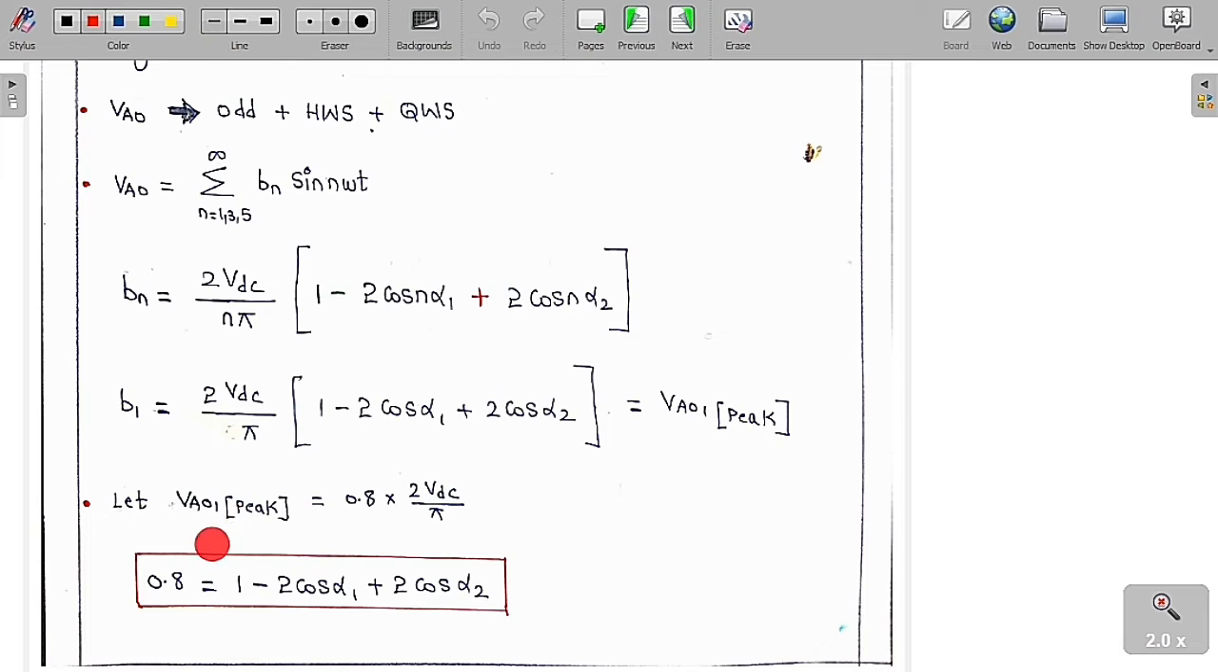Now let me assume the fundamental peak value is 0.8 into 2 VDC by pi. I want this type of value, which is 0.8 into 2 VDC by pi. So if I equate these two values, I get 0.8 is equal to 1 minus 2 cos alpha 1 plus 2 cos alpha 2. Means I need the fundamental peak value of 0.8 into 2 VDC by pi. Then I am going to get a relation with respect to alpha 1 and alpha 2.